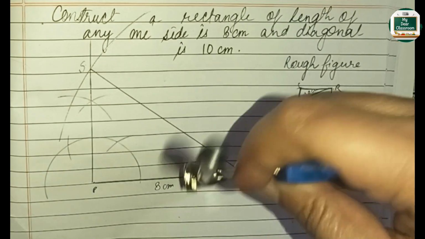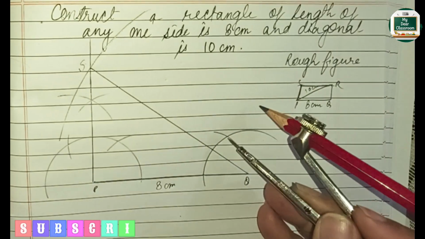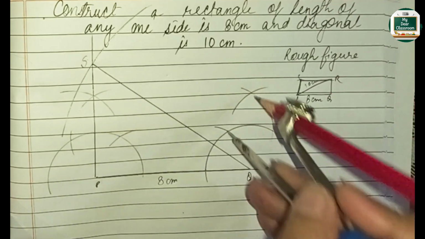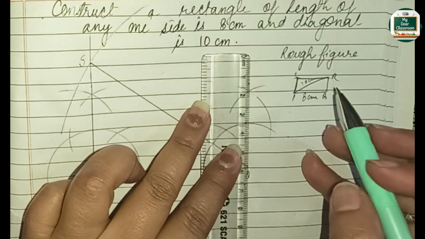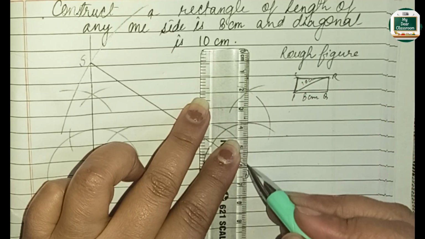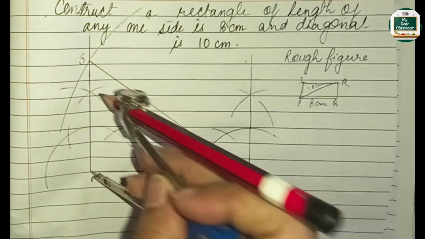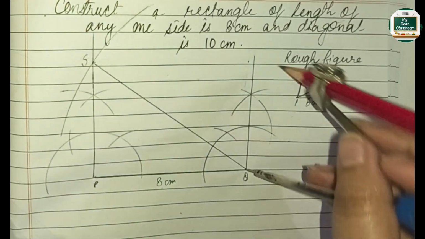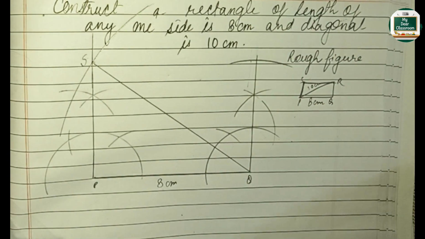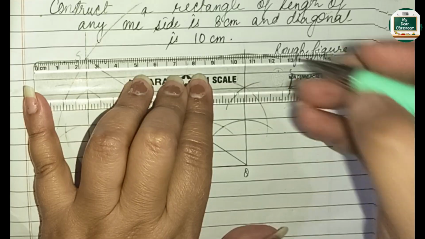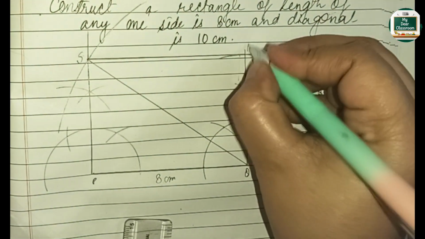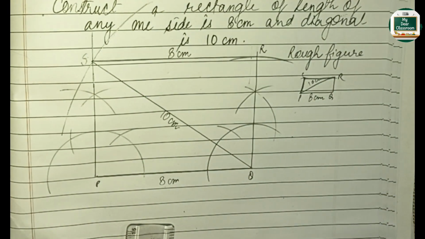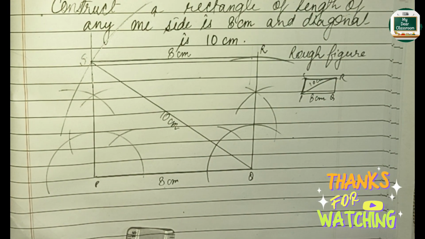Now 90-degree from Q. Okay, now I will be drawing this. Now simply you can do like this, measure this with the help of your compass, adjust your compass and measure this, and you can draw an arc here and you can join R and S. In this way your rectangle with a diagonal of 10 centimeter and one of its sides 8 centimeter is ready.